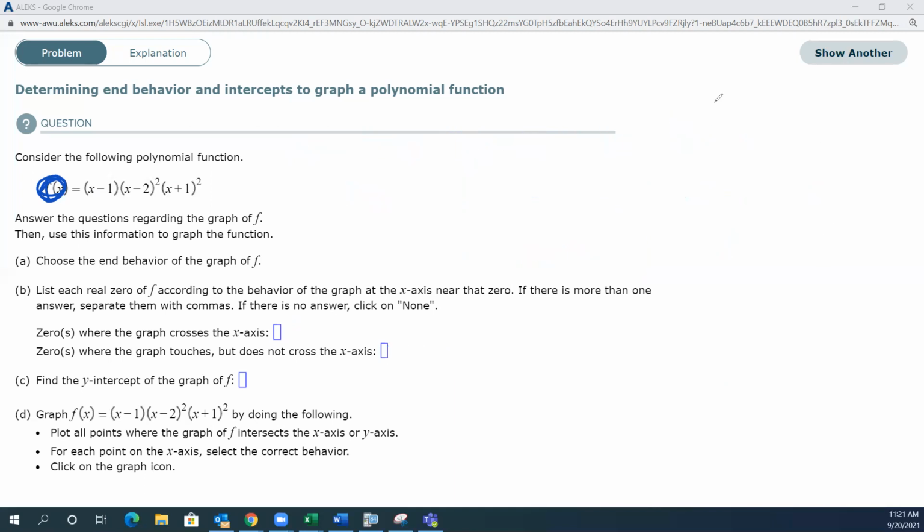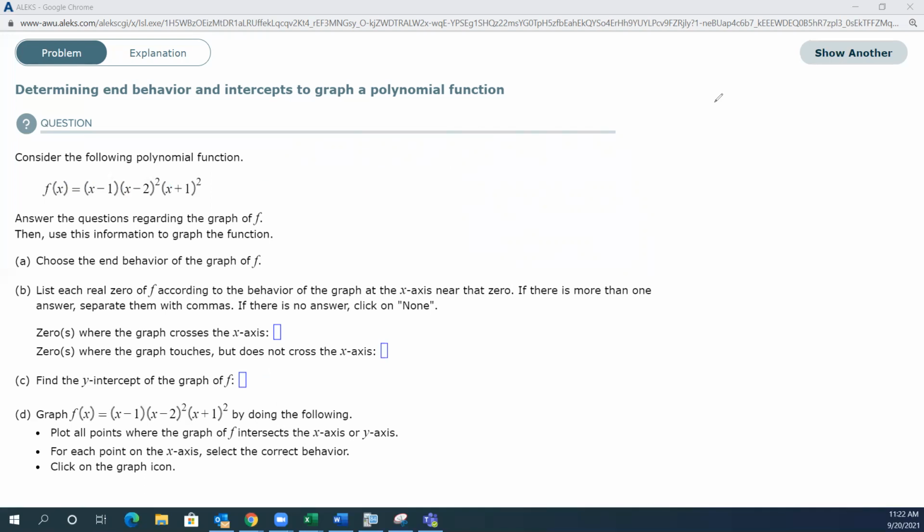Let me just get rid of all this stuff here. Okay, part C, find the y-intercept. All right, y-intercept's easy. Replace x with 0. Okay, and we get -1 times -2 squared times 1 squared. Let's see, that'll be -4. So the y-intercept is going to be -4. You check that on your calculator. Okay.